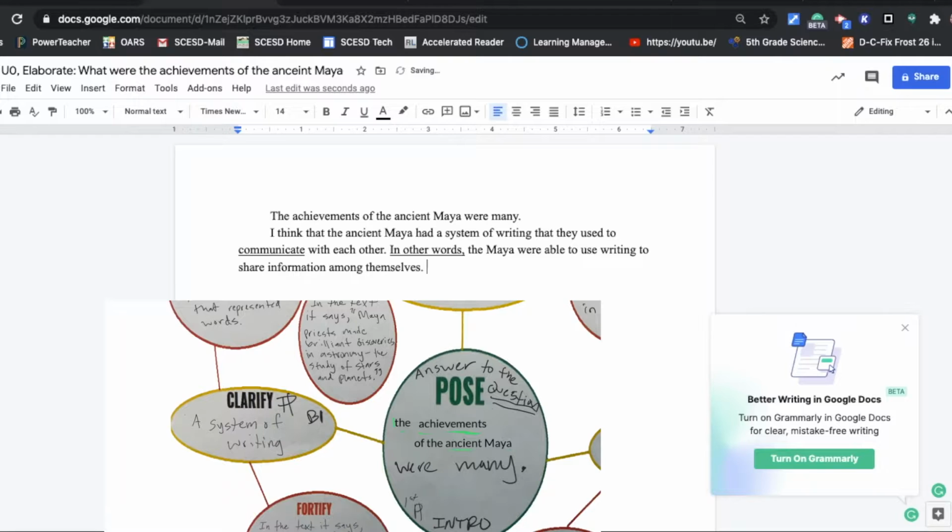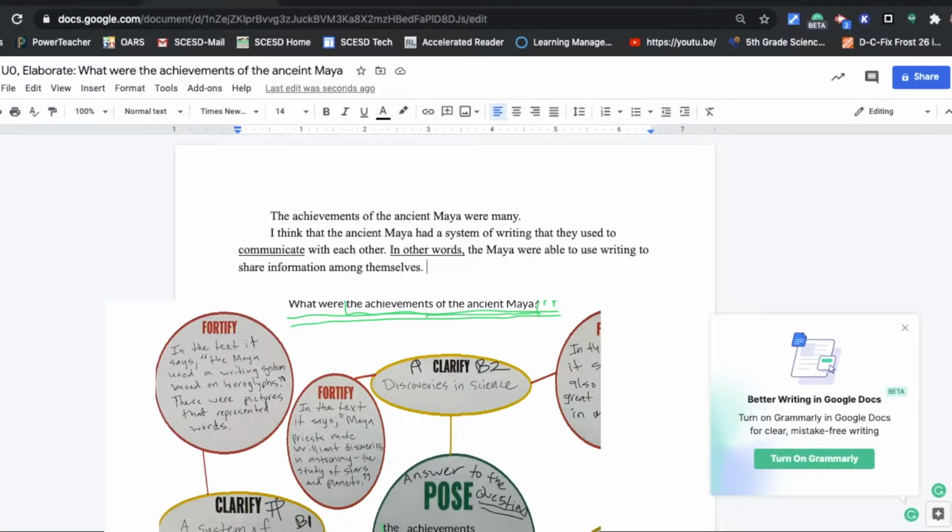Right? So the Maya, they shared it among themselves. Remember, there were many kings. It wasn't just one ruling group, but there were many ruling groups. They were warring a lot because of that, but there were many groups. So they might have been able to use this writing to share within those groups, in the larger group known as the Maya.